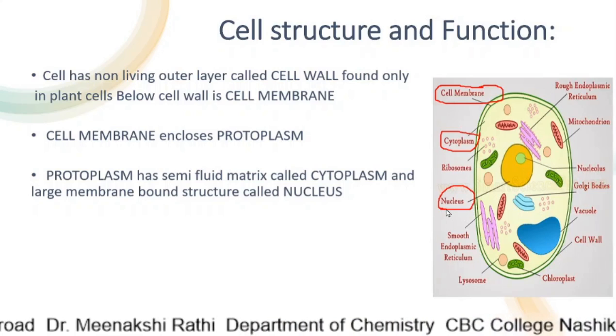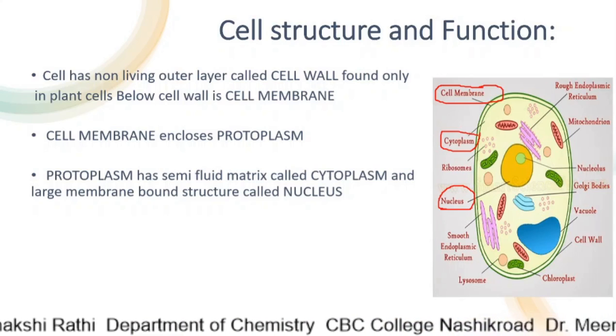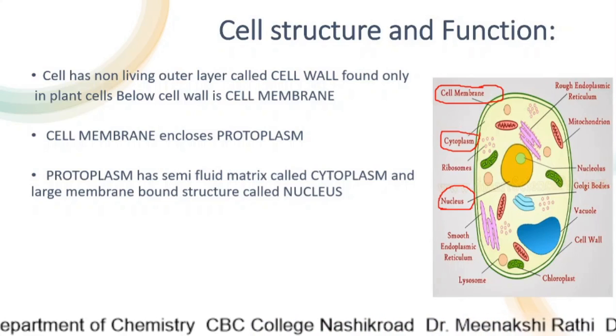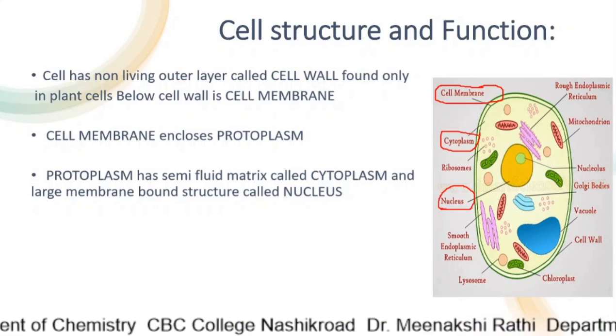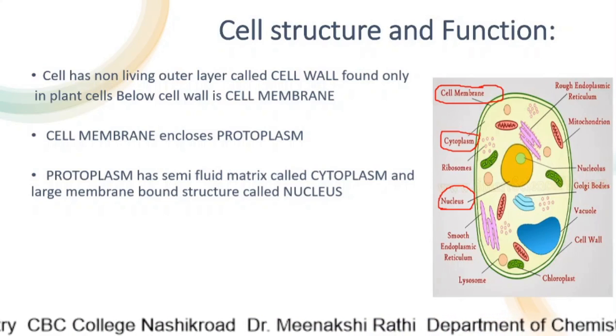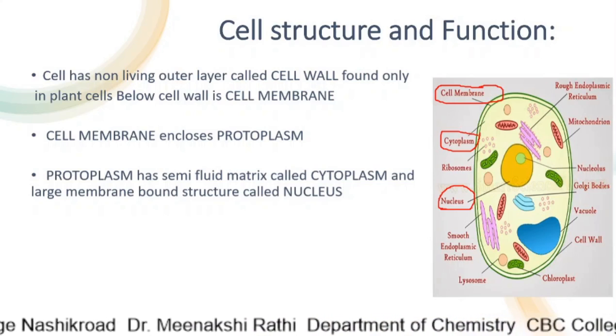So, till now what did you understand in the cell? The cell has a cell membrane. In the cell membrane, there is protoplasm. Protoplasm has a semi-fluid matrix called cytoplasm, and in the cytoplasm, there is a large membrane-bound structure called nucleus.